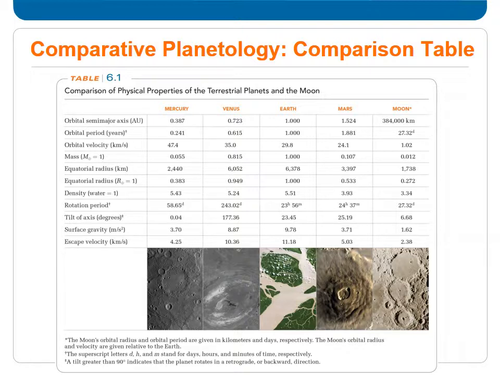The density, mass divided by volume, is given in terms of density of water. The density of water is 1 gram per cubic centimeter at 4 degrees Celsius. The rotation period is the length of a day on a planet in days. The tilt, obliquity, is given in degrees.